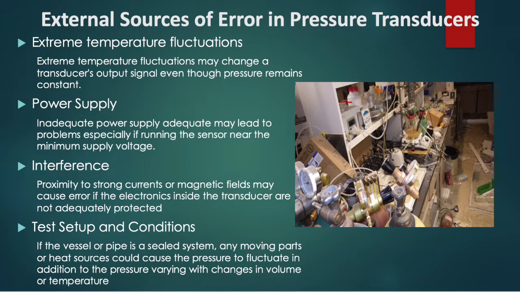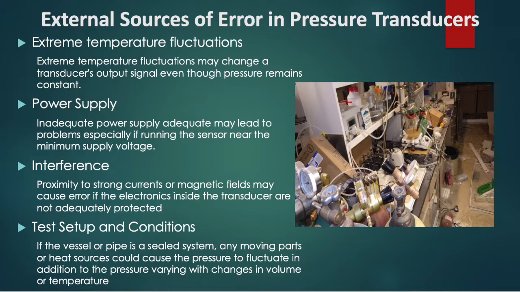Next, let's talk about external sources of error in pressure transducers. The sources of error include extreme temperature fluctuations, power supply issues, electromagnetic interference, and test setup and conditions. These errors can affect the pressure transducer based on where and how it is implemented. If the transducer is subject to extreme temperature fluctuations, this may change its output signal even though the pressure and other factors remain constant. Even with high accuracy pressure transducers, the errors can be quite significant with changes in temperature.